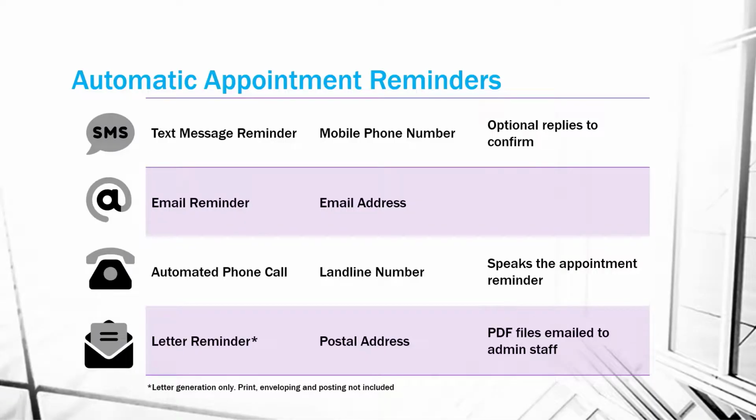Reminder settings is where you tell DiaryBook how and when you want to remind your clients of their appointments. As the account administrator, you decide what information about the client to store to enable reminders to be sent. For example, for SMS text reminders, the client record should have their mobile phone number. Likewise, an email address for email reminders, a landline number for automated voice calls, and a postal address for letters. This should be communicated to any users who will add clients onto your account.